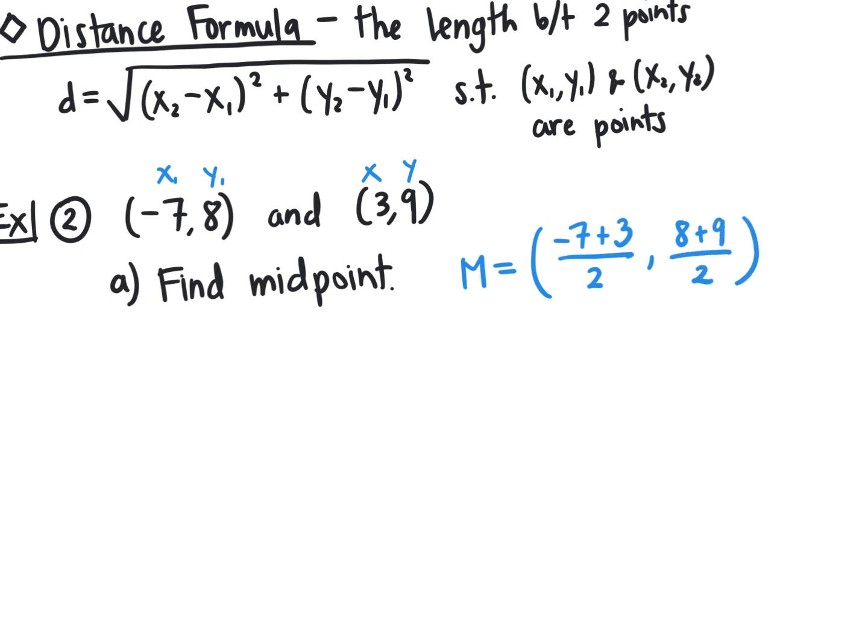Now, if it adds nicely and it divides nicely, cool, great. If not, leave it as a fraction. That's okay. What is -7 plus 3? -4. Divided by 2 is -2. Over here, 8 plus 9 is 17, which doesn't divide by 2. So I'm going to just leave it as 17 over 2, and that's okay. There's my midpoint.